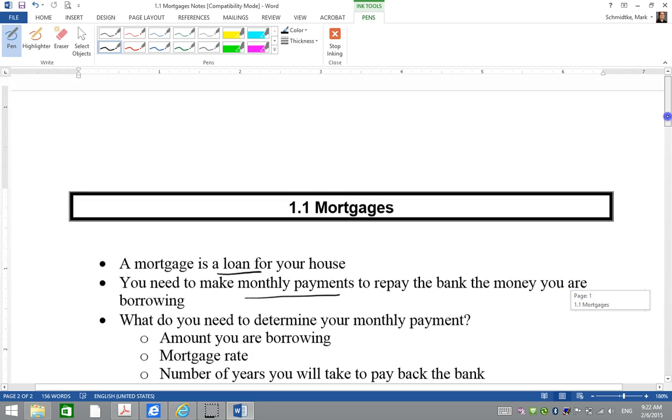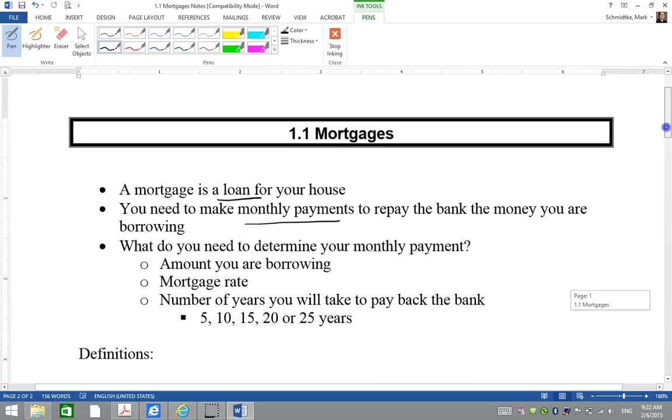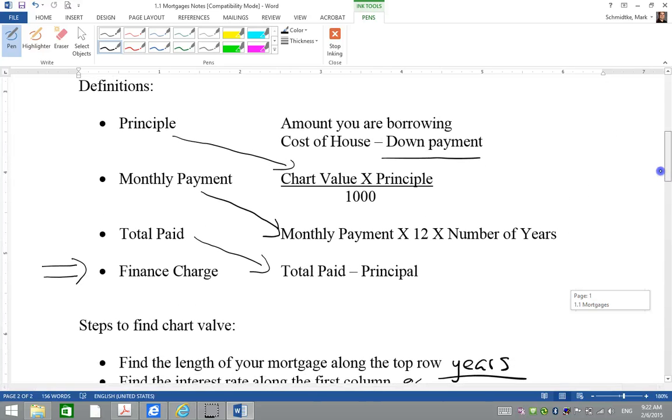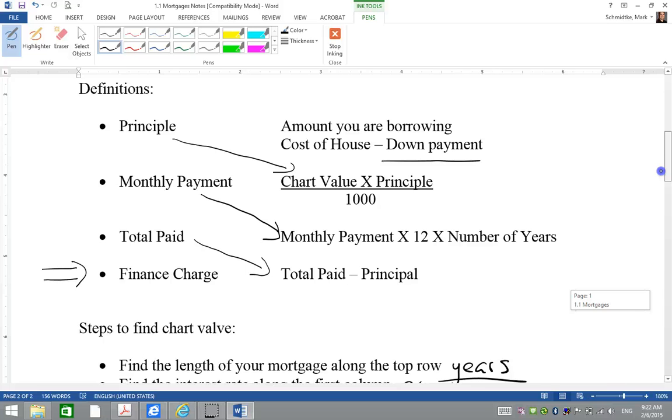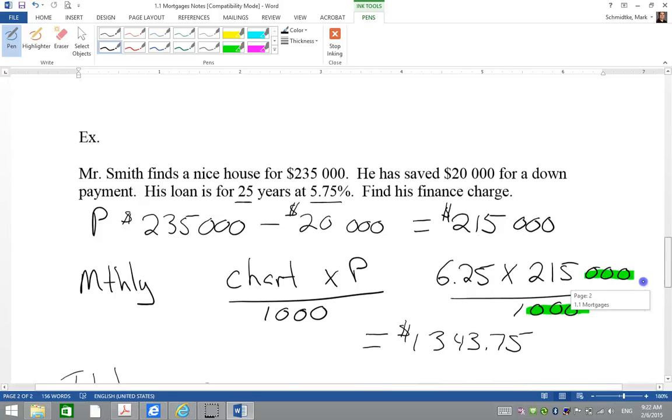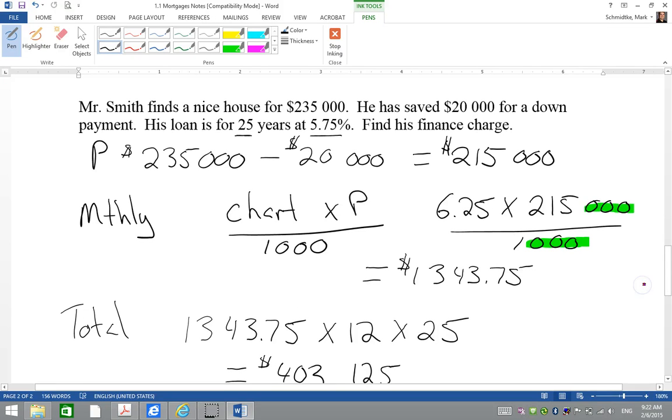So we've got our notes on mortgages, the 3 things we need to get our monthly payment. Once we have the monthly payment, our 4 terms: principal, monthly payment, total paid, and finance charge, and a nice little example as to how to work with some of this stuff. You can now turn to your assignment sheet, assignment questions, and get to work.